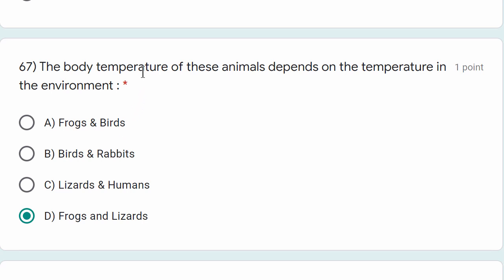I think if the question was the body temperature of these animals do not depend on the temperature of the environment anta kelidre adu birds and rabbits agirodu. The body temperature of these elements depend on the temperature anta kelidre frogs and lizards, because both frogs and lizards are cold-blooded. Idu mix. Lizard is cold-blooded, human is warm-blooded, frog is cold-blooded, bird is warm-blooded. So itara vichitra question ide. I'll just go by what the question says and I'll write frogs and lizards. Okay.